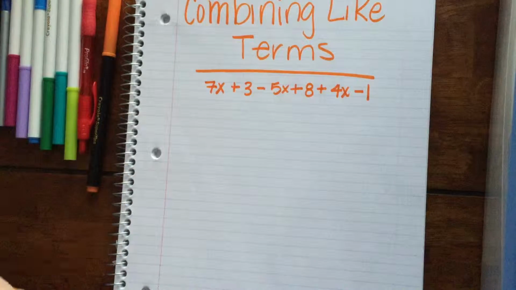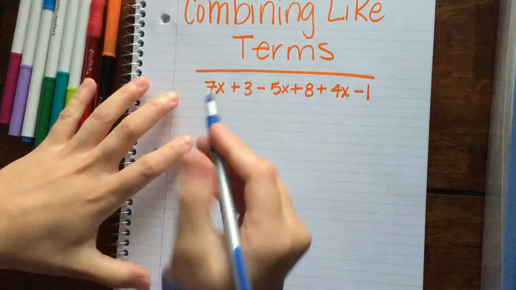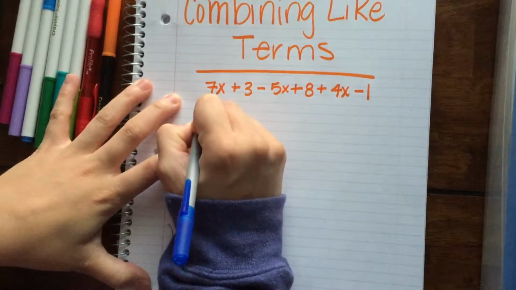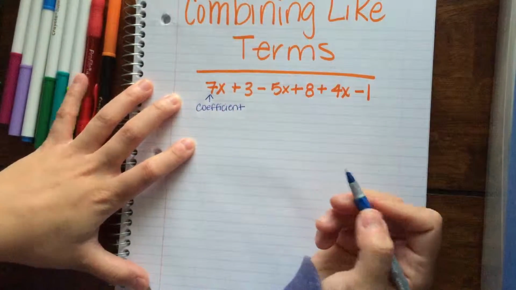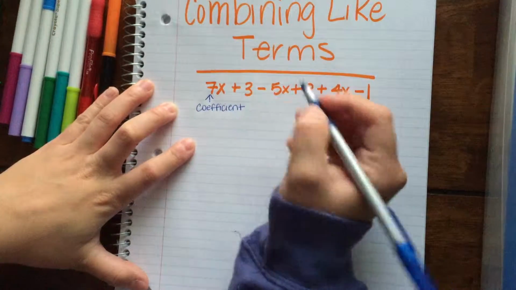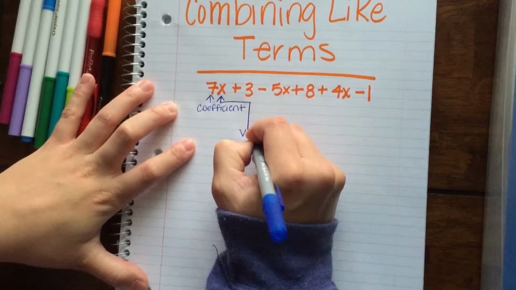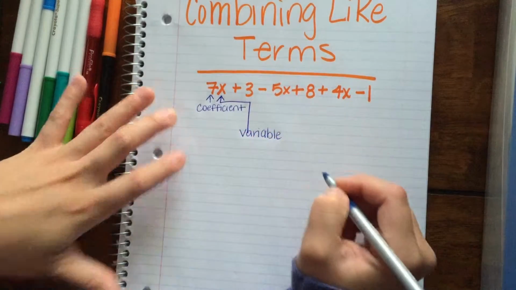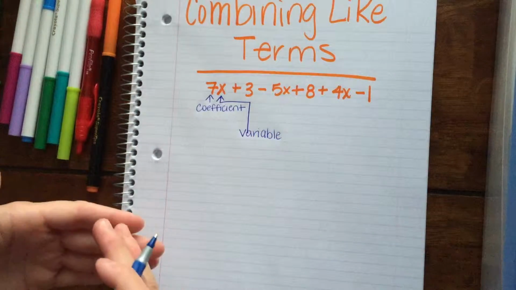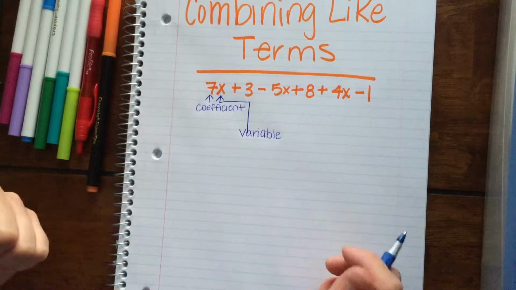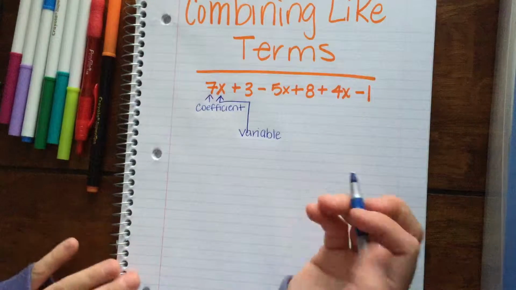So let's first start out with defining what each of these are. We first have our coefficient, and that's just the number in front of the variable. We also have our variable. In this case, the only variable we have is x, but later on in algebra, you'll start to see more than just x as a variable. It could be any letter, and the most common are x, y, and z.